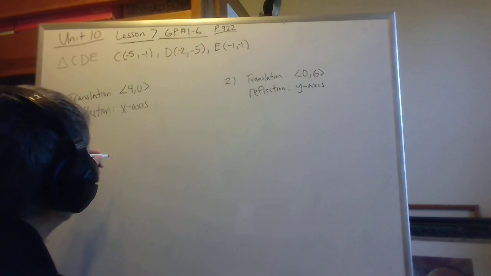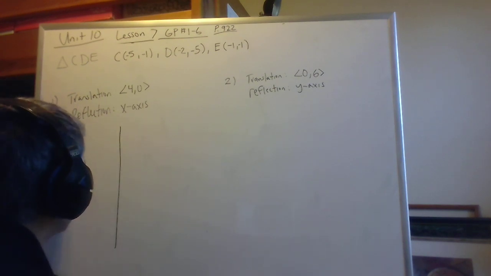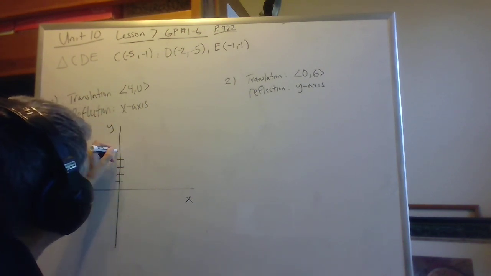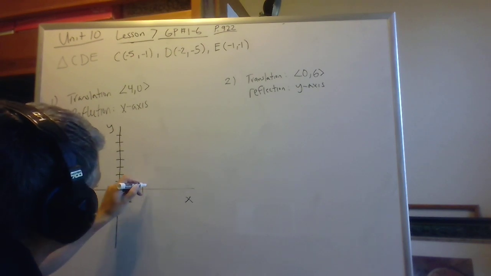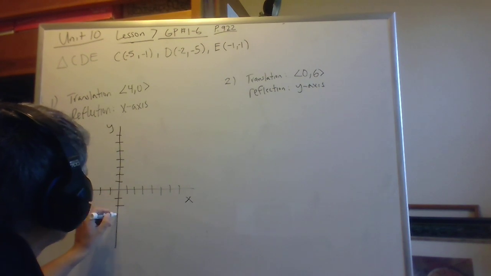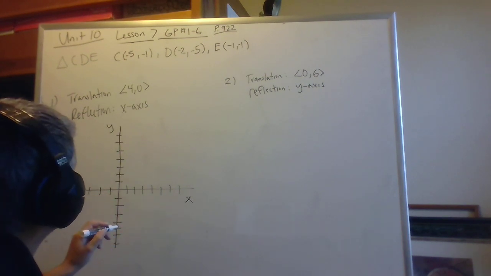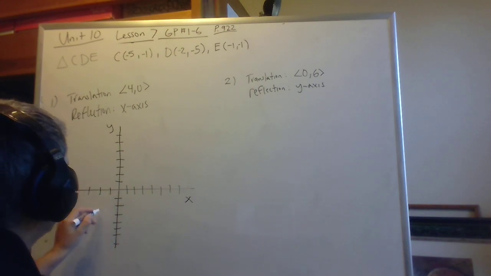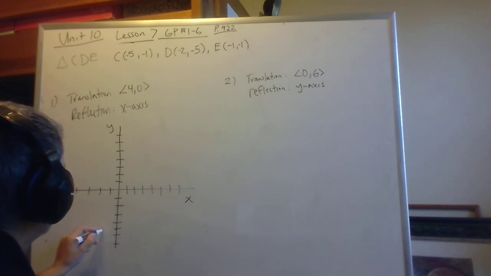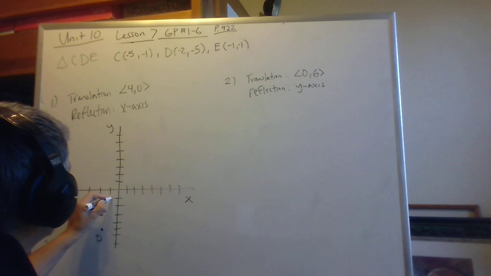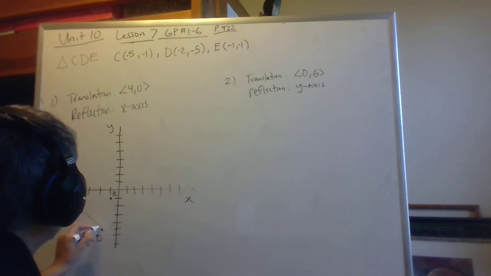So the first thing I want to do is draw an x and y plane. So C is at -5, -1, right here. C is right there. D is at -2, -5. And E is at -1, -1. So we have this triangle.